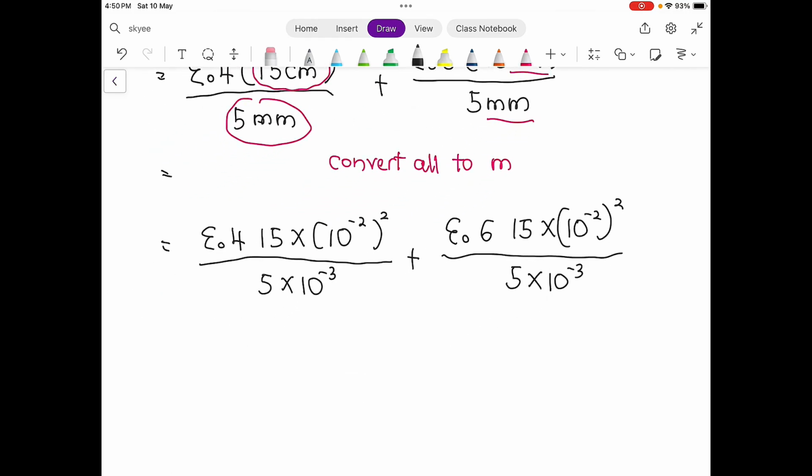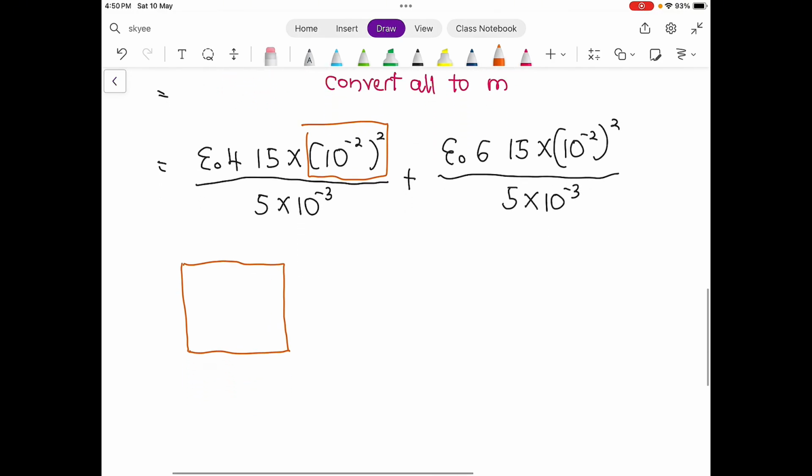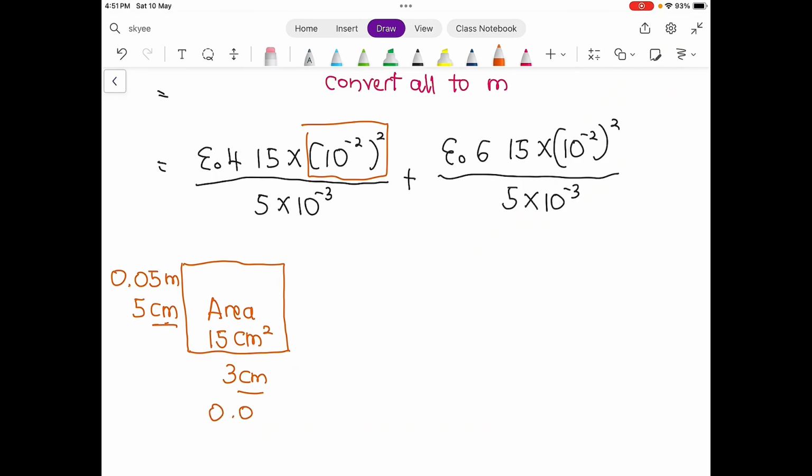If you could not understand why you have to power this with 2, you can think about this. Let's say this is the area of the capacitor, it is 15, right? Here it can be 5 centimeter, and here you can assume it to be 3 centimeter. So when you find the area, it will be 15 centimeter square, 5 times 3. If you convert both of them to meter, it would be 0.05 meter and this is 0.03 meter.